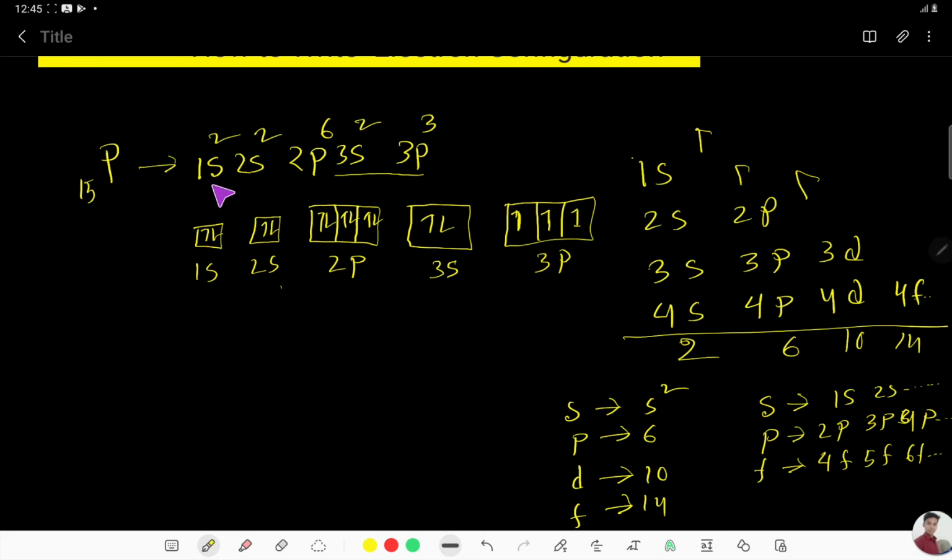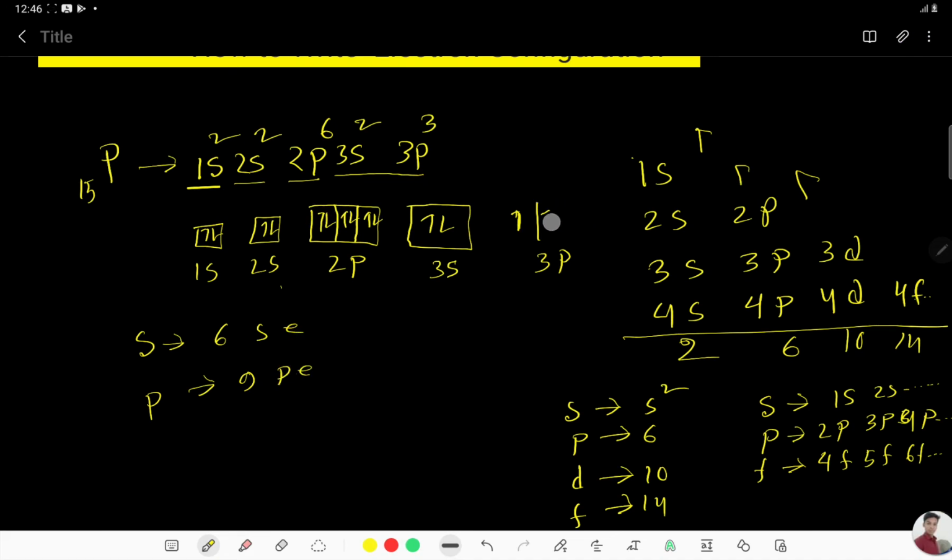Can you tell me how many s electrons phosphorus has? Look, in s, here we have 2 electrons, then 4, then 6. That is, we have 6 s electrons, right? Then how many p electrons do we have in phosphorus? So here we have 6, and here we have 3. That is 6 plus 3, that is 9 p electrons, right?